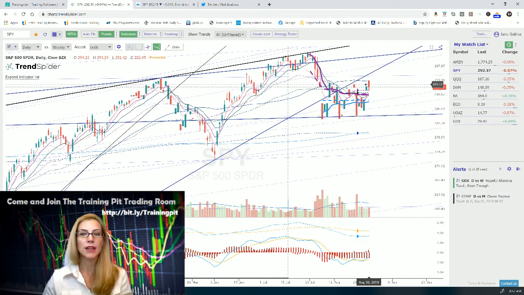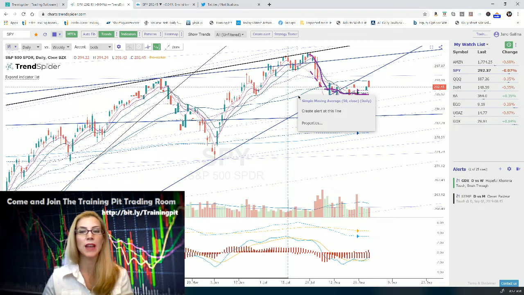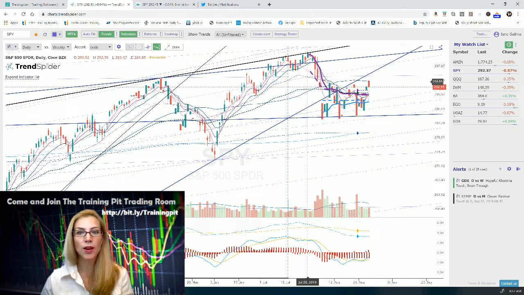292.45. And we've got this. This is a, let's see, which one is this? This is the 50 simple moving average on the daily. So it went ahead, it tested the 50, and it pulled back. Now, we are above, you can see these dotted lines right here.